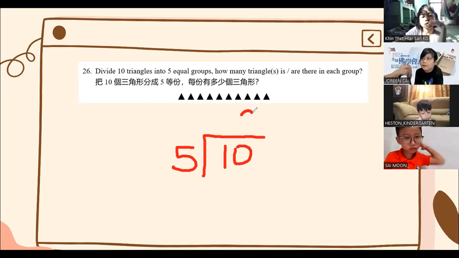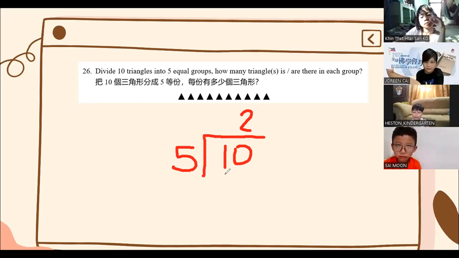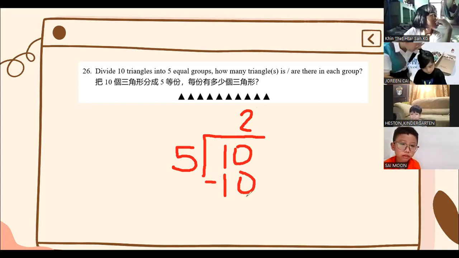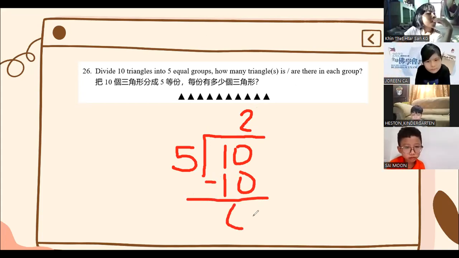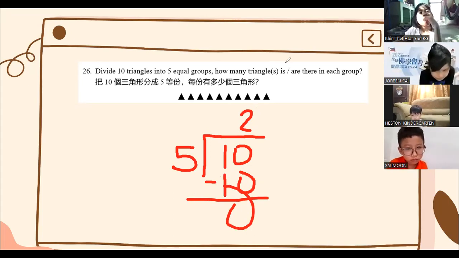2. What number are we going to multiply by 5 to get 10? It's actually 2. Because 2 times 5 is also 10. Now I'm going to teach you another way to answer this without dividing.